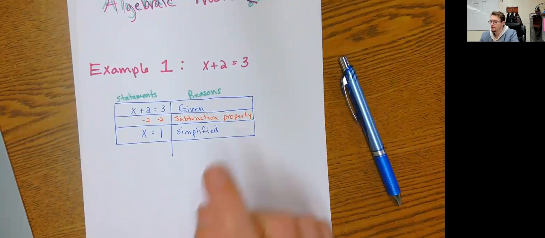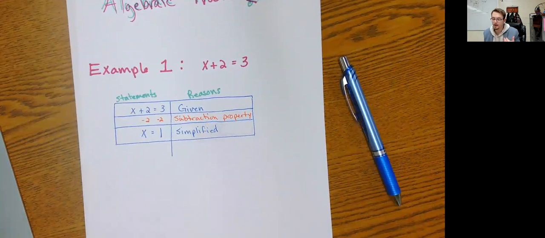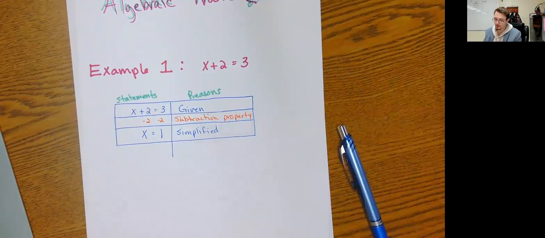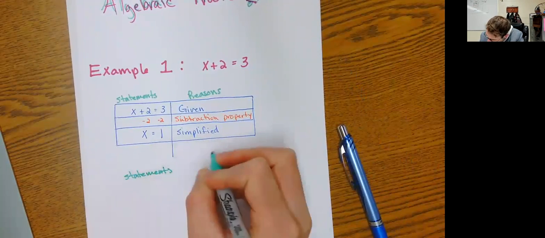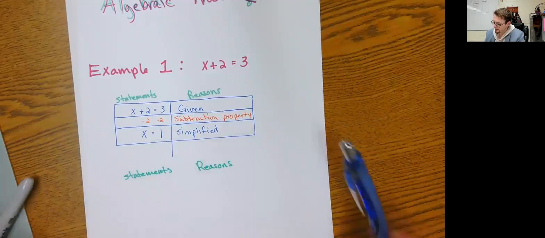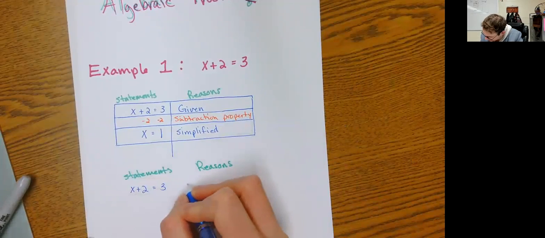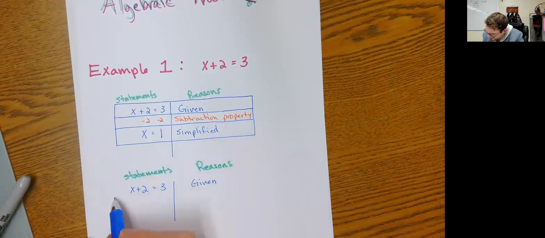Now, I don't know if you want to call it the lazy way. I certainly don't think it's wrong because if a student did this, I would understand their thinking and I would know that they knew what they were doing. But if I were to rewrite this table, and let's put statements, reasons, start from scratch, x plus 2 equals 3. Given.